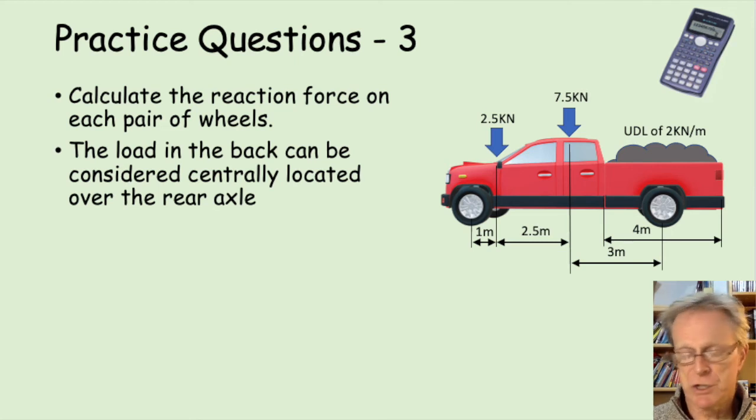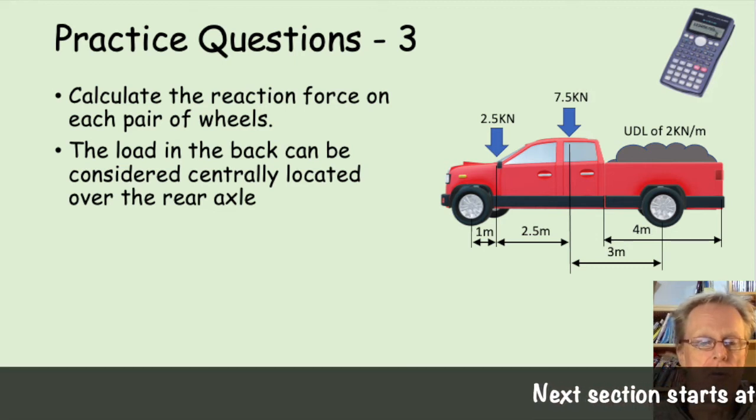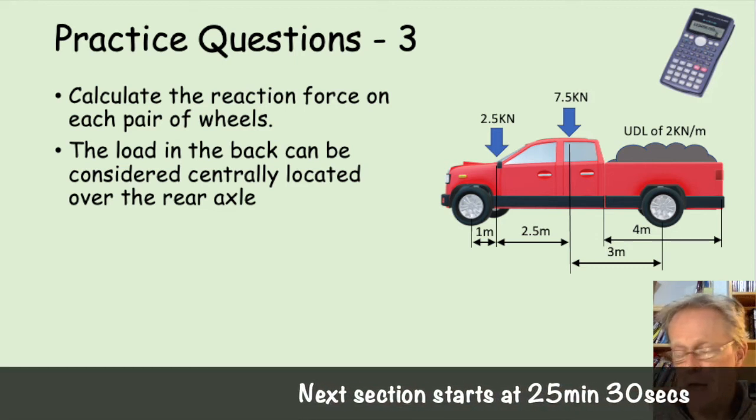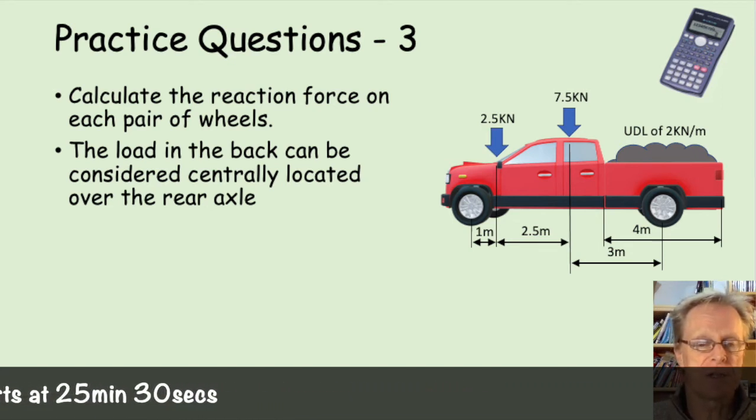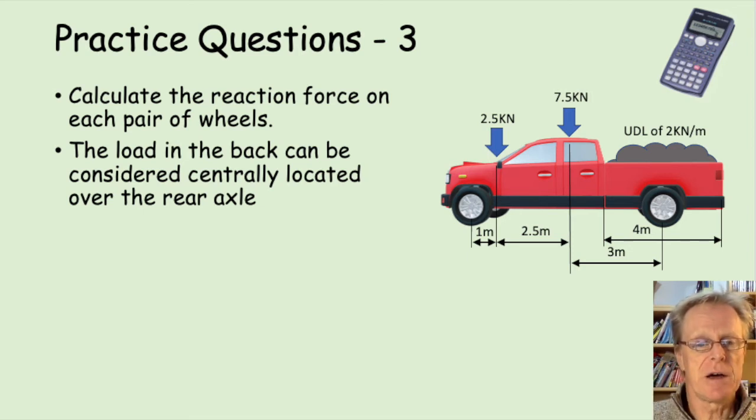Okay, the answers you should have got are for reaction 1 on the front wheels, 5.6 kilonewtons, and reaction 2, or the rear reaction, on the rear wheels, 12.4 kilonewtons. If you got that, well done. Please go on to the practice questions, the exercise questions, which are on a separate sheet. If you want me to go through it, that's no problem. Just stay on the video.